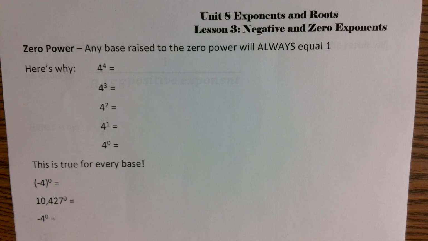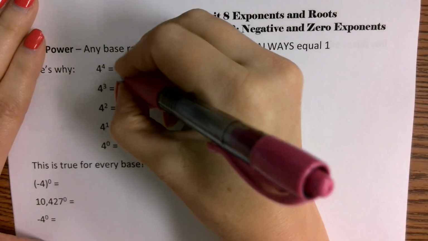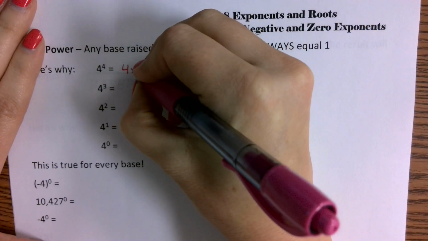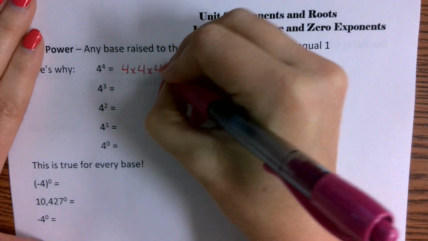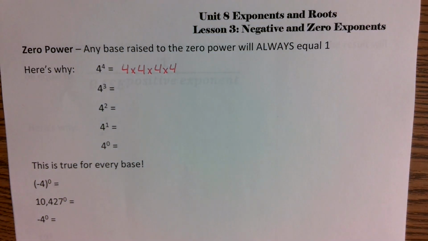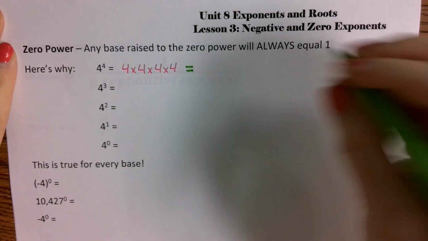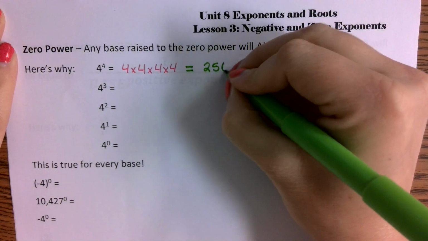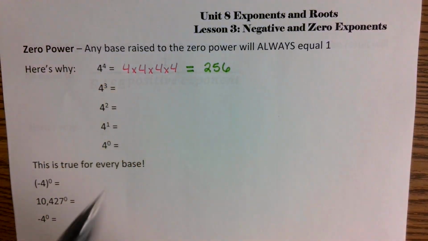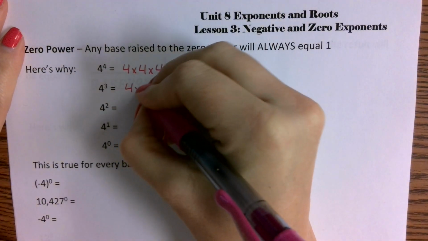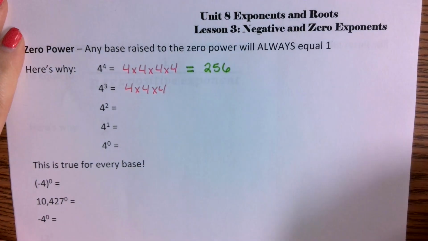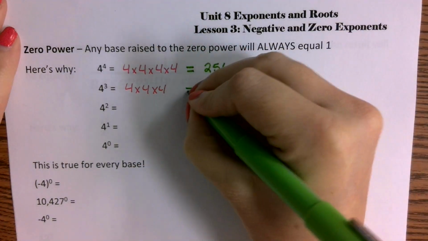4 to the 4th power means that you are doing what times what times what times what? 4 times 4 times 4 times 4, right? So if we've got 4 times 4 times 4 times 4, that's going to equal what value? What is 4 to the 4th power equal? 256. Now, when I go down to 4 to the 3rd power, I'm now doing 4 times 4 times 4, which is going to get me to 64.